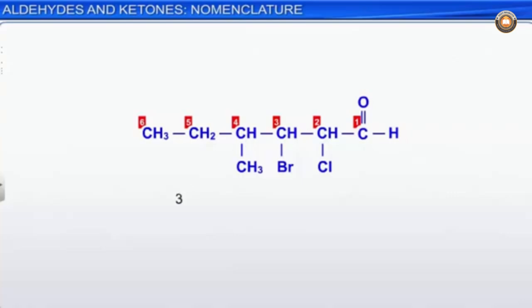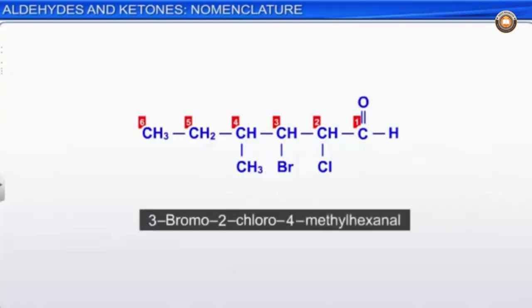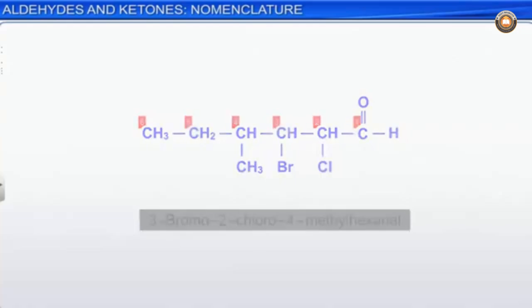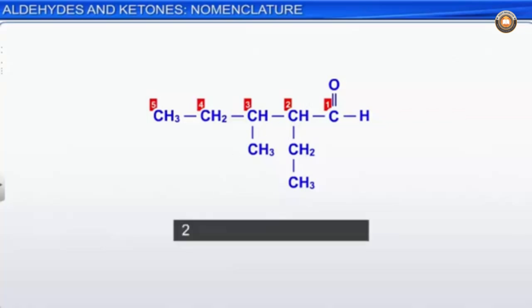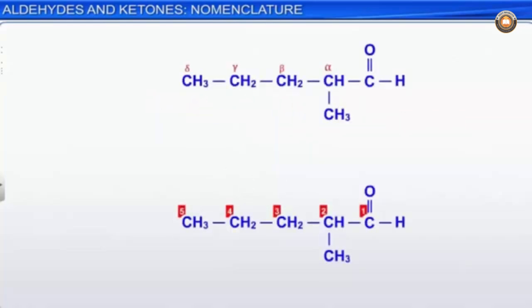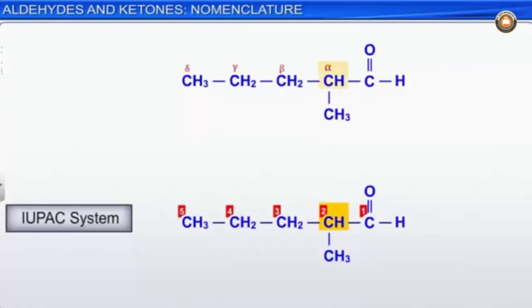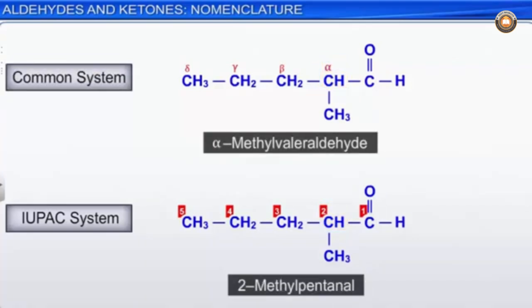In case of aldehydes, the longest carbon chain is numbered starting from the carbon of the aldehyde group. Thus, the given compound is named 2-ethyl-3-methylpentanal. It must be noted that the C2 of the IUPAC name corresponds to the alpha of the common name. For example, the compound shown here bears the IUPAC name of 2-methylpentanal, while its common name is alpha-methylvaleraldehyde.